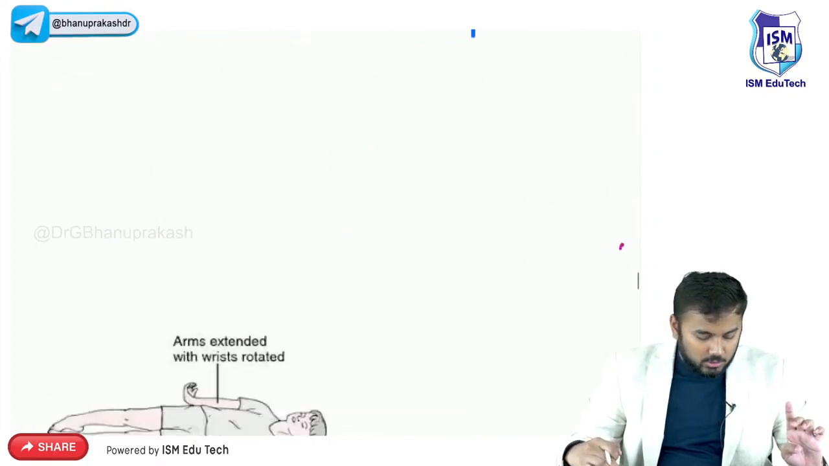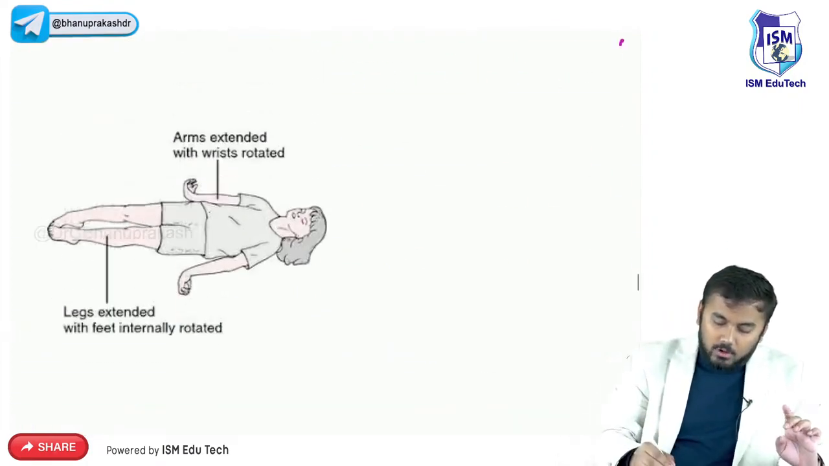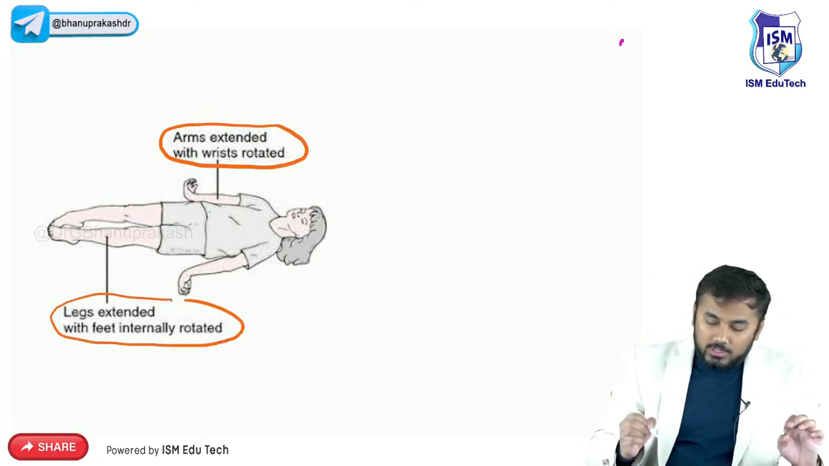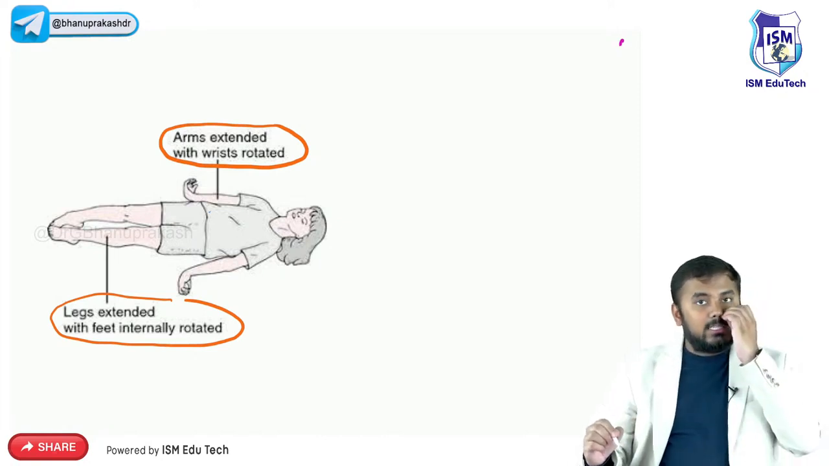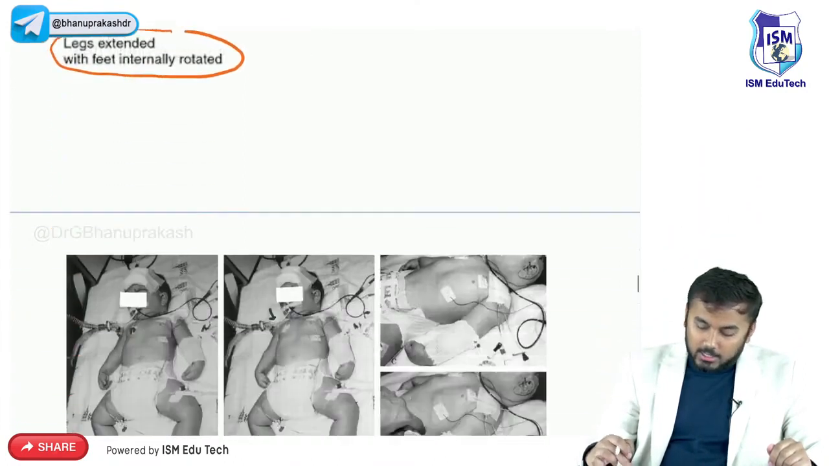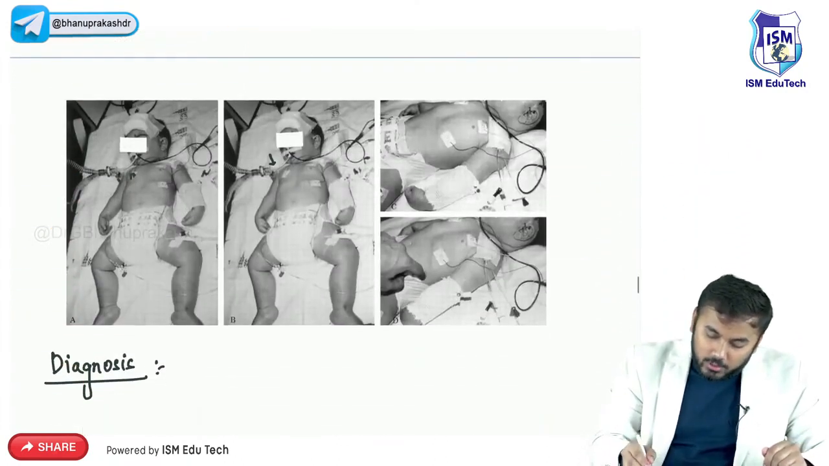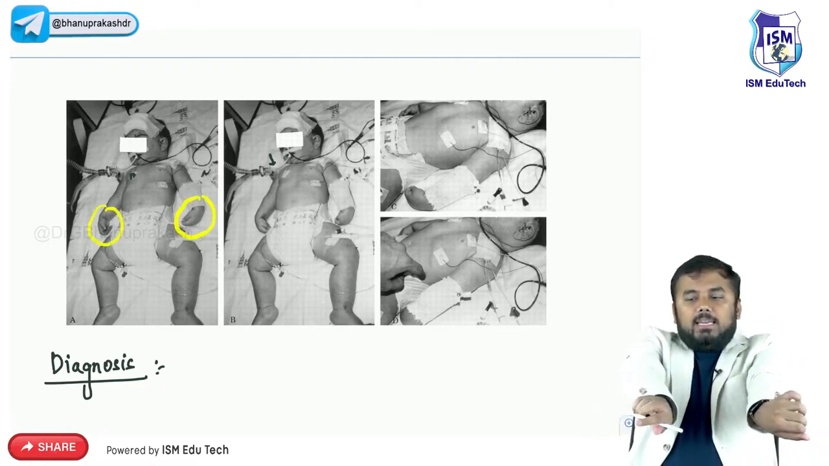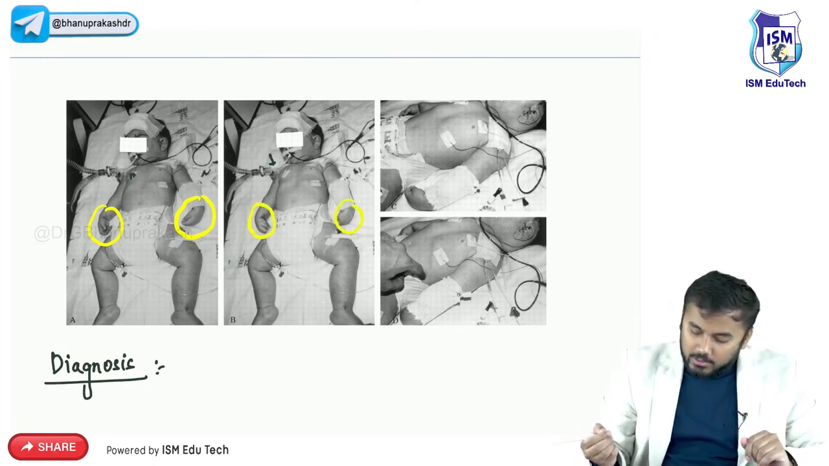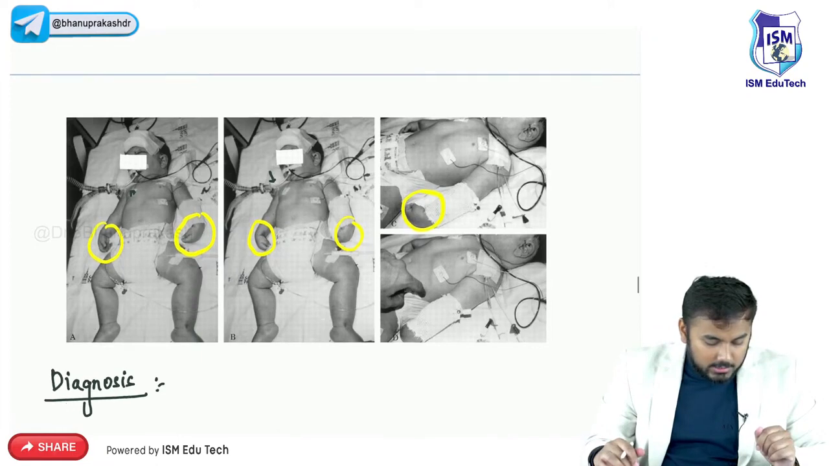Let me show you the picture also. You'll understand it. All of you look here. Arms extended with wrists rotated. Legs extended with feet internally rotated. Okay? So this is called intermittent decerebration. Clear? Look at the real life scenario. Look at the baby. Look at the hands of the baby. They are folded inward, right? Completely extended and folded inward like this. So this is what is called decerebration, right?